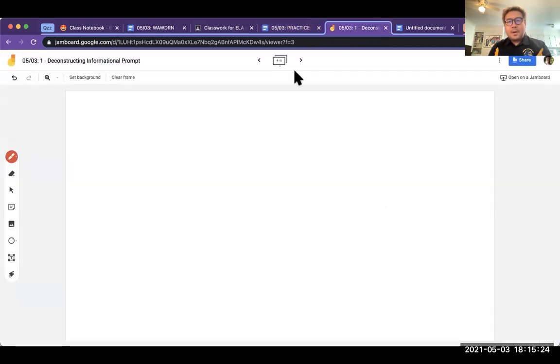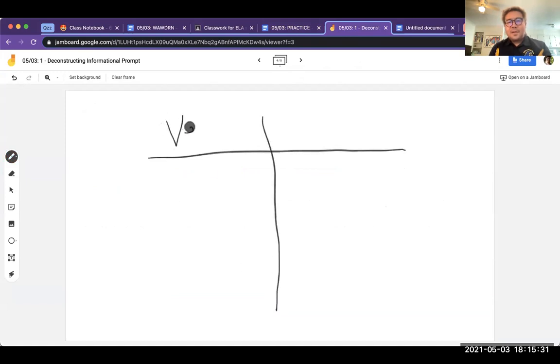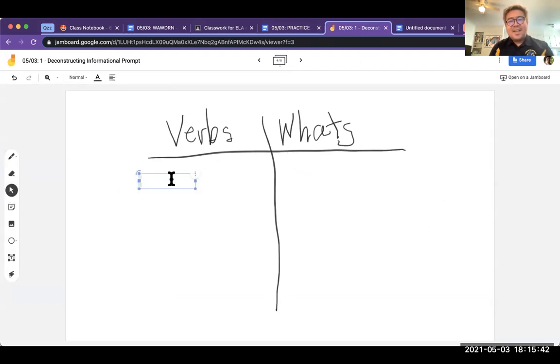Let's draw this baby. Let's see. Black T-chart. Verbs on the left. What's on the right? And again, I'm going to cheat a little bit. And what are the verbs?